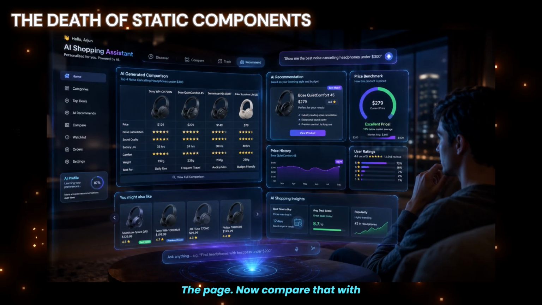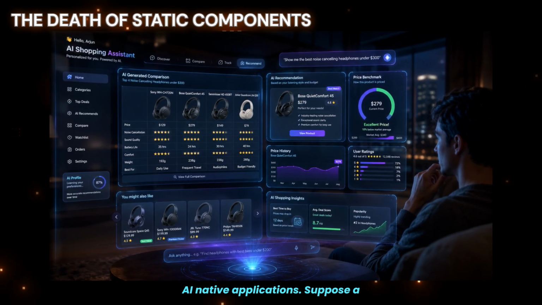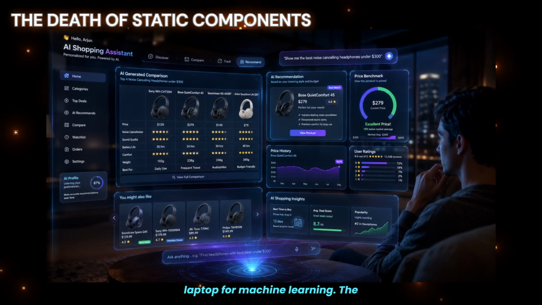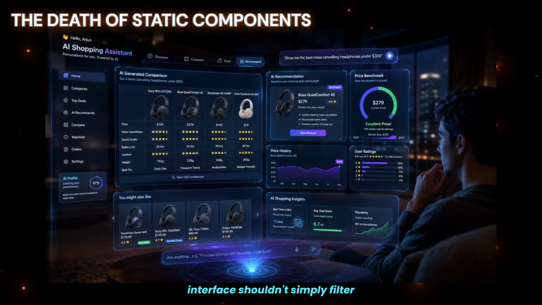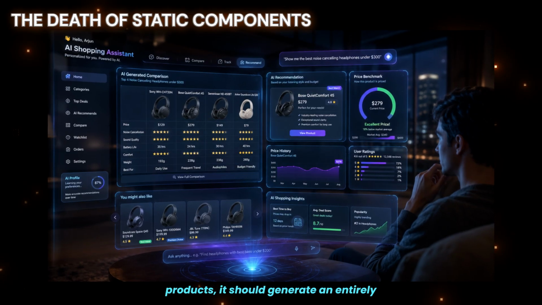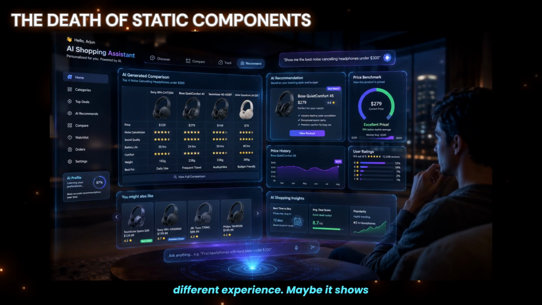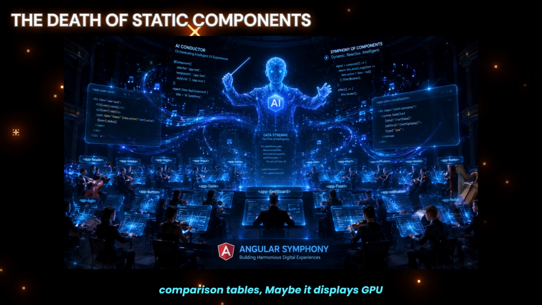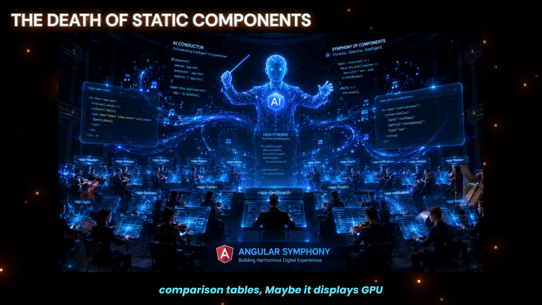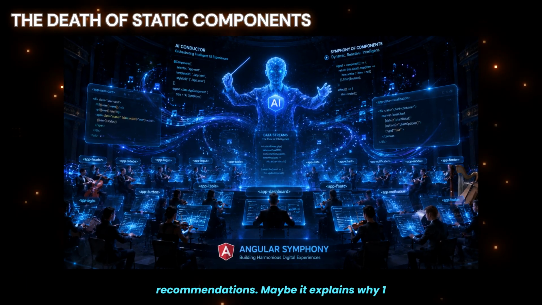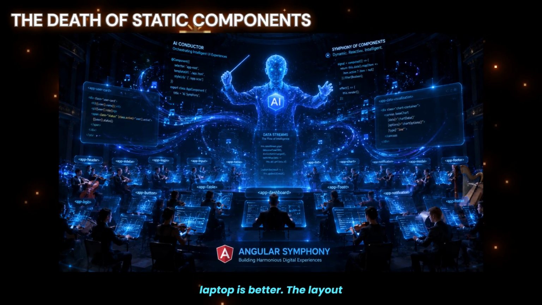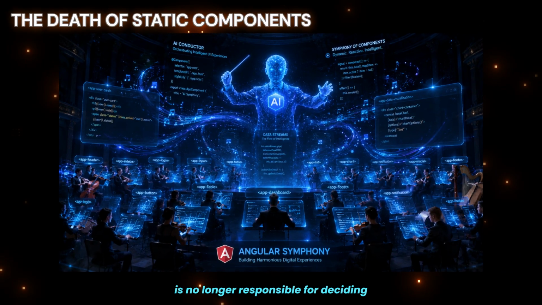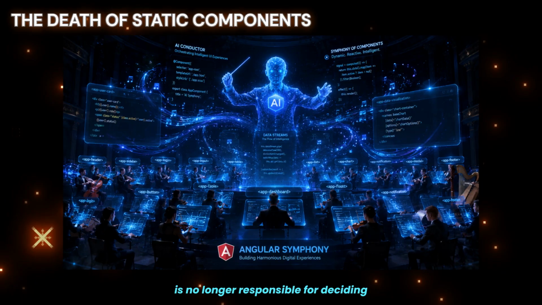Now compare that with AI-native applications. Suppose a customer searches, "Find me a gaming laptop for machine learning." The interface shouldn't simply filter products. It should generate an entirely different experience. Maybe it shows benchmark charts. Maybe it generates comparison tables. Maybe it displays GPU recommendations. Maybe it explains why one laptop is better. The layout itself changes. That means the component is no longer responsible for deciding every element.